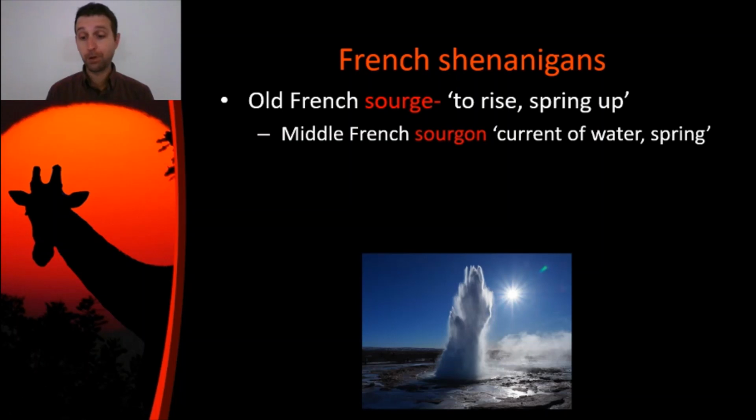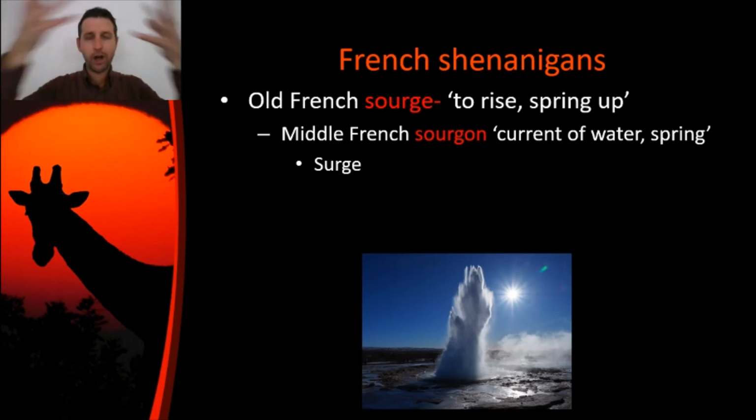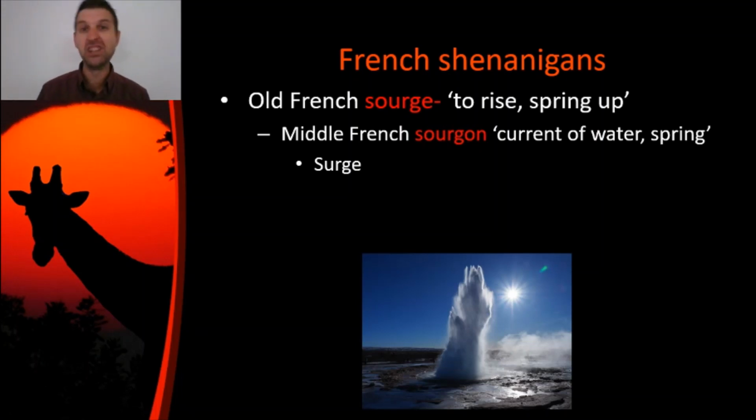Of course, as you can probably guess, we get surge from this, and it ultimately comes from this Middle French word that had a water metaphor involved. So it originally meant something like a spring, a place that water rises up out of the ground. It has an insurgency out of the ground, if you want to attribute that kind of agency to water. So that's where surge comes from. It could mean water rising up out of the ground like a spring, and it could also mean a surge of water, say the waves in an ocean or something like that.